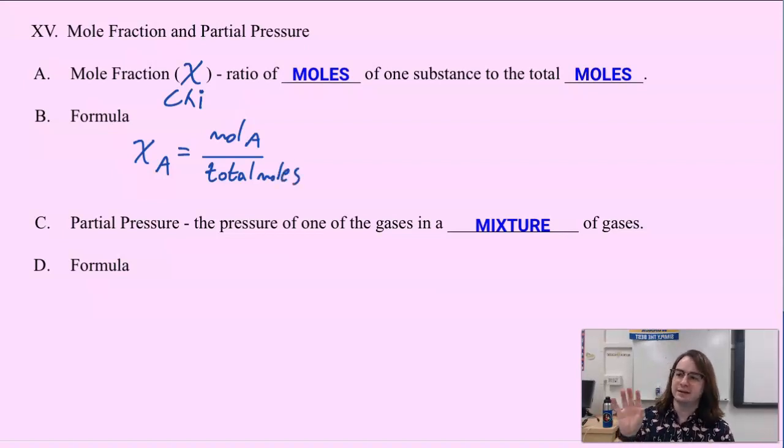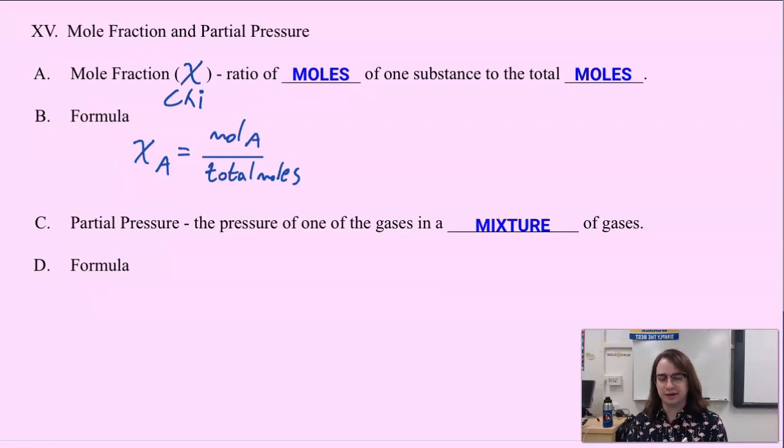Like it's the fraction or the percent amount of moles of one substance compared to everything else. Again, it's not exactly a percentage, but it is sort of like that. It's like an amount, a quantity of a small piece of a whole is what I'm trying to say. So this relates to the idea of partial pressure, which we've talked about a little bit in the past, but mole fraction can relate to partial pressure as well.